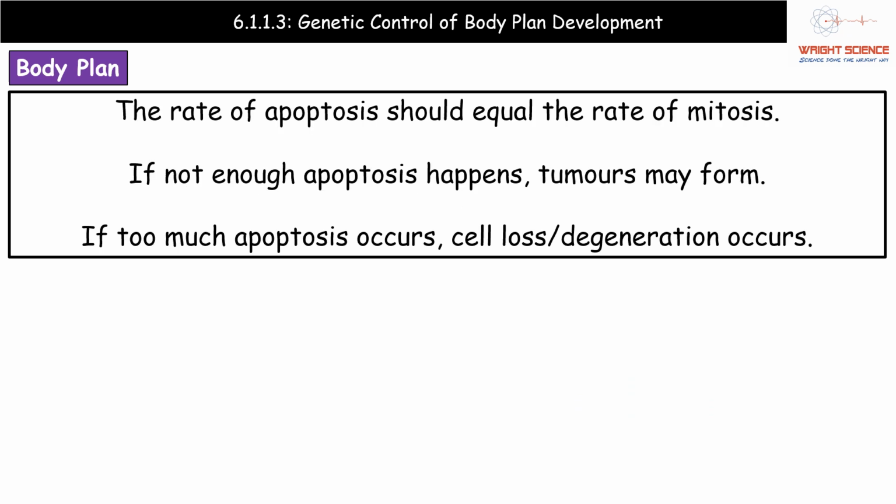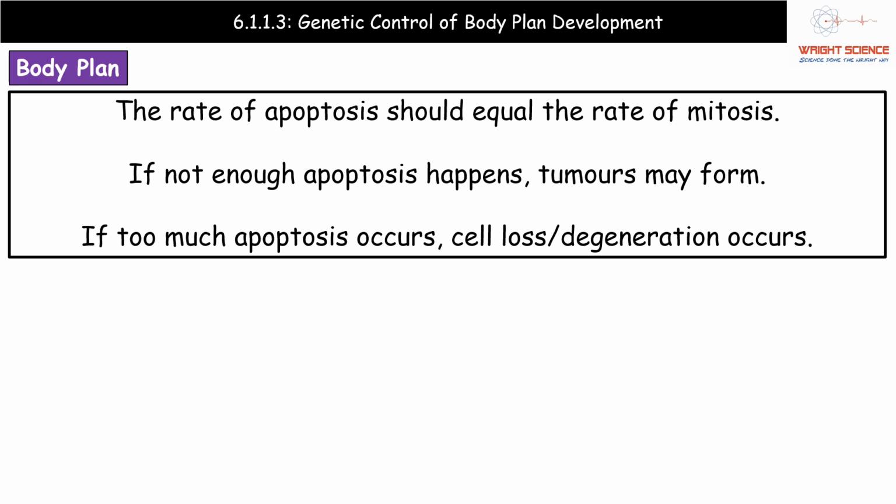Generally speaking, what we should find in our organisms is that the rate of apoptosis should equal the rate of mitosis. This obviously assumes that the organism is not growing, etc. If that's true, then clearly the number of cells that are dying is equal to the number of new cells being created, and therefore the number of cells in the organism remains pretty constant.